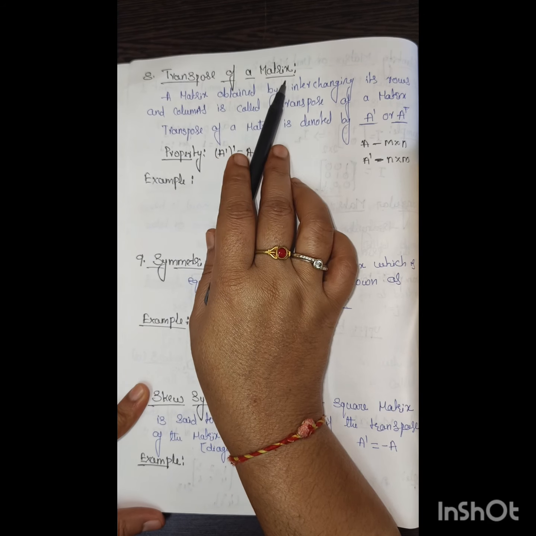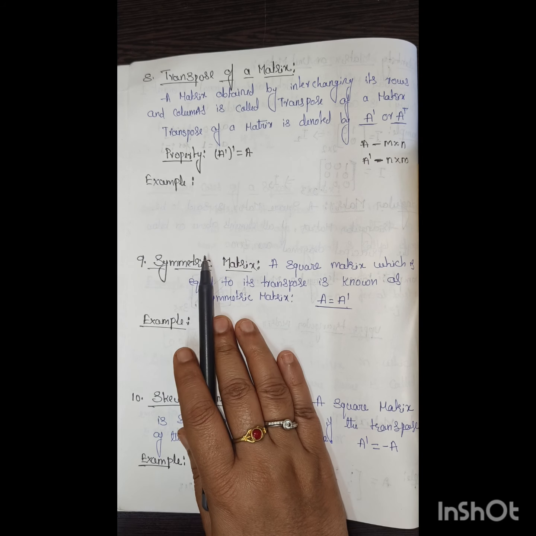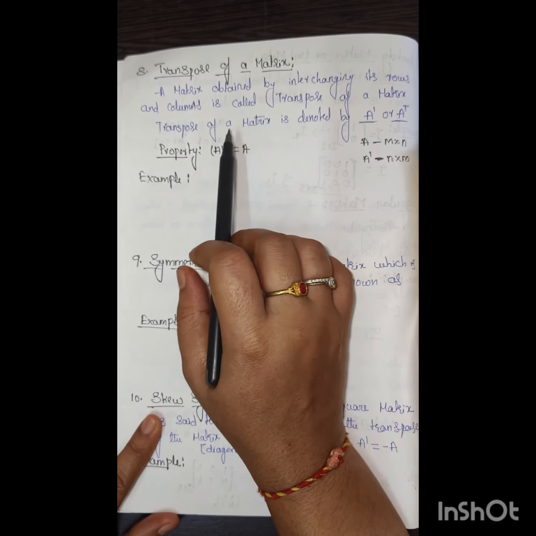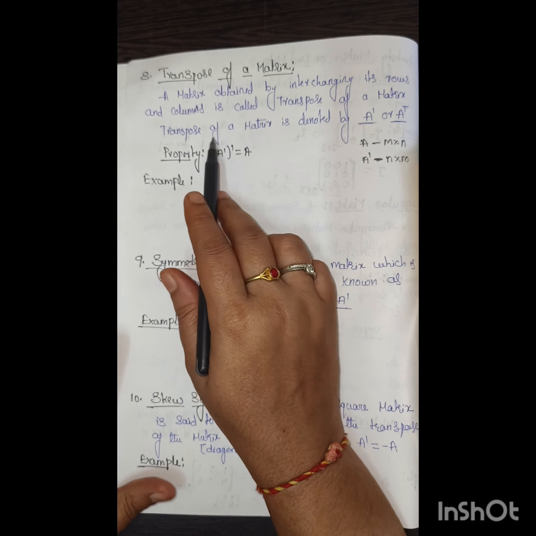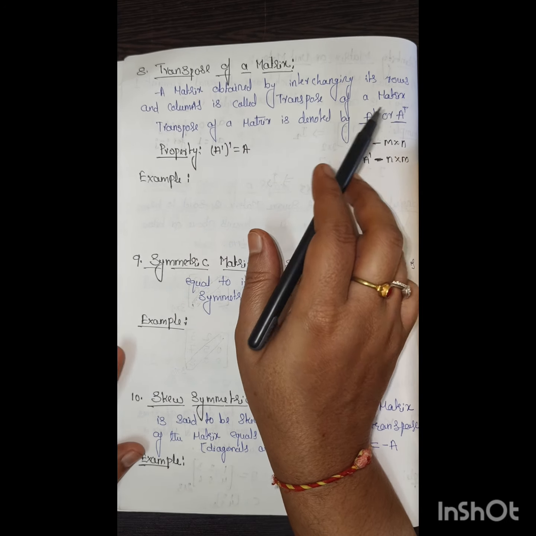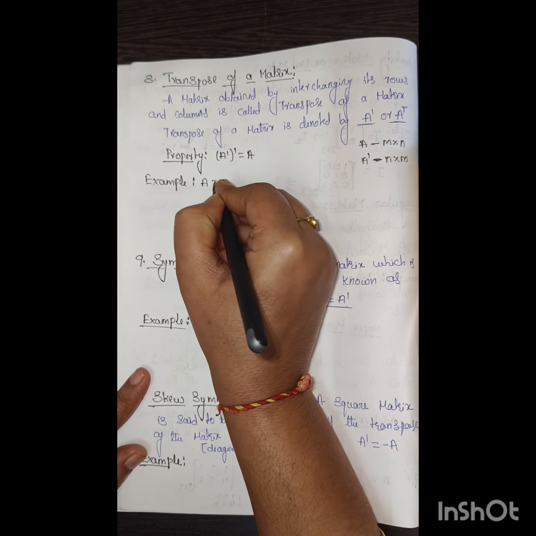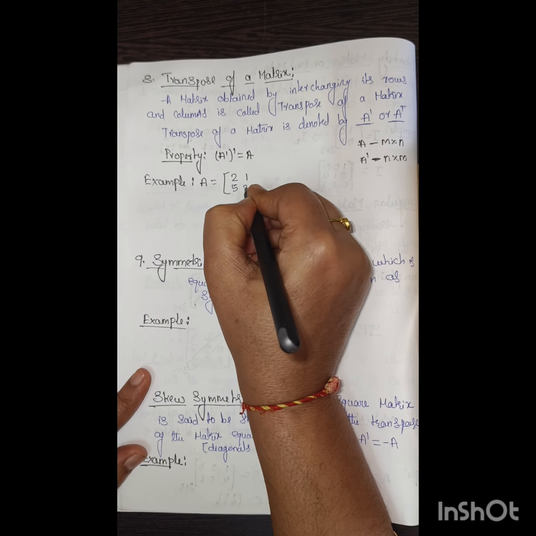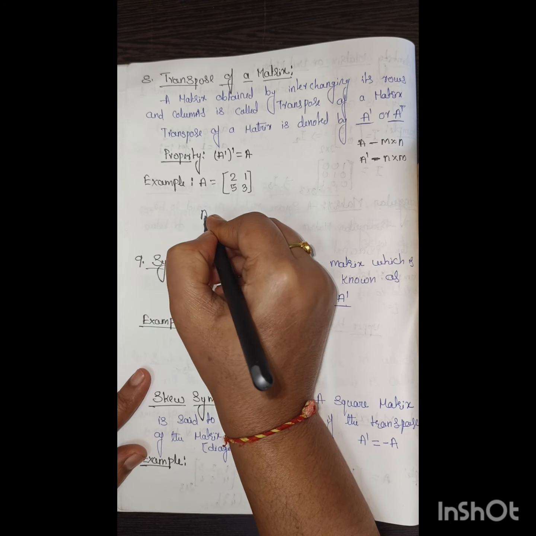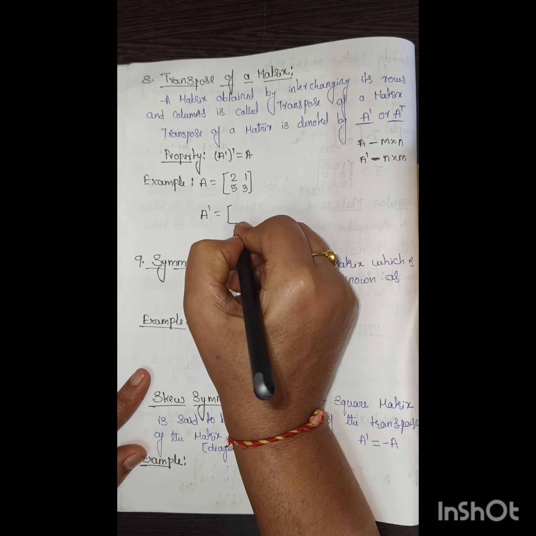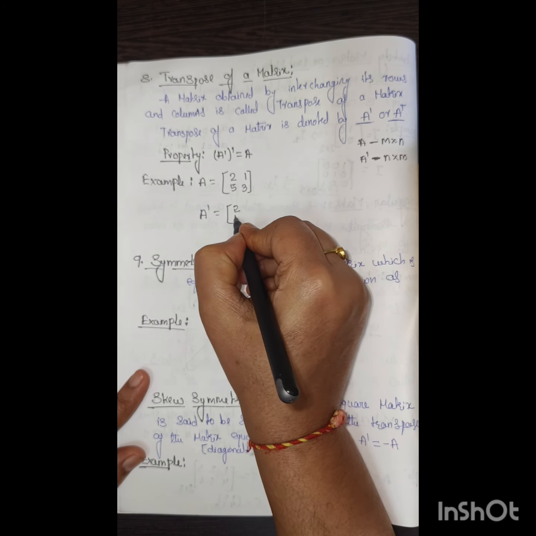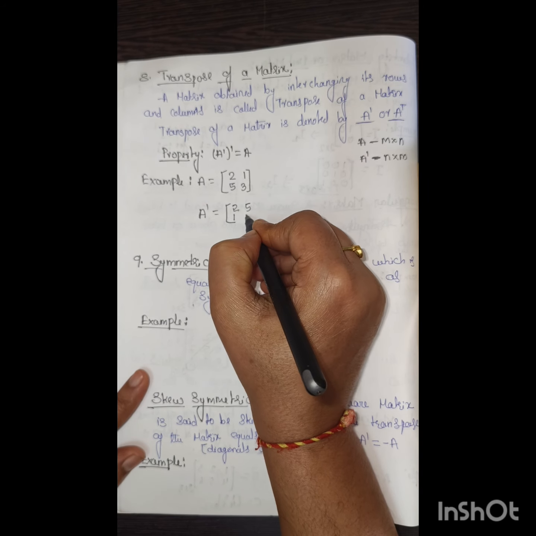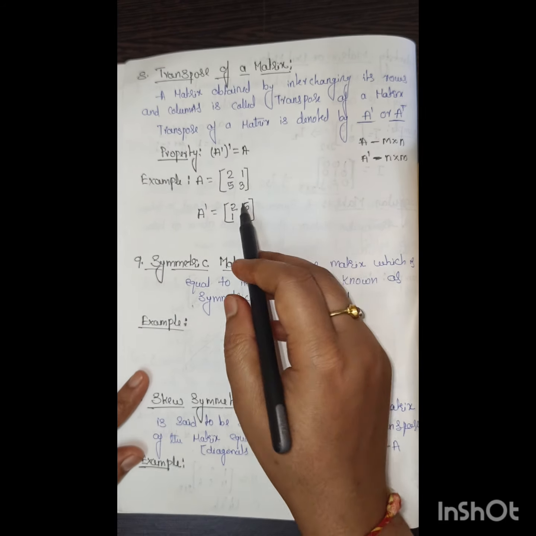Next is the transpose of a matrix. Transpose of a matrix is obtained by interchanging rows and columns. Means we are interchanging rows into columns, columns into rows, and it is denoted by A dash or A transpose. Okay, I will write one example here. A equals, I will take 2, 1, 5, 3. If you interchange the rows into columns, what is the first row here? 2, 1. So I will write it as the first column. 5, 3, I will write it as the second column. So this is called the transpose of the matrix.